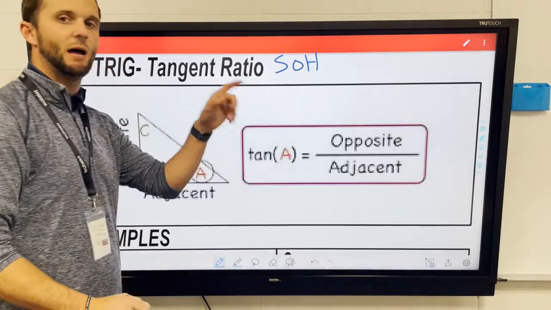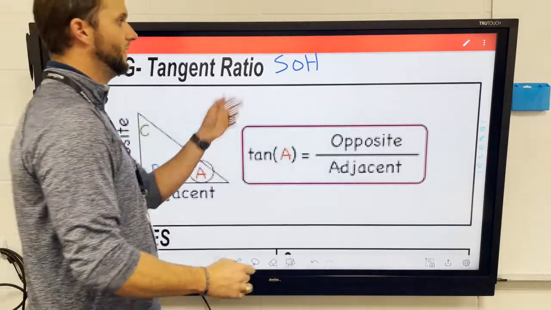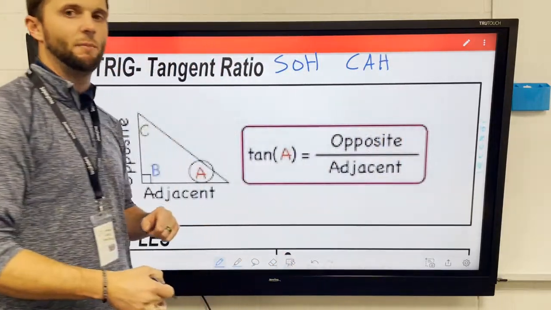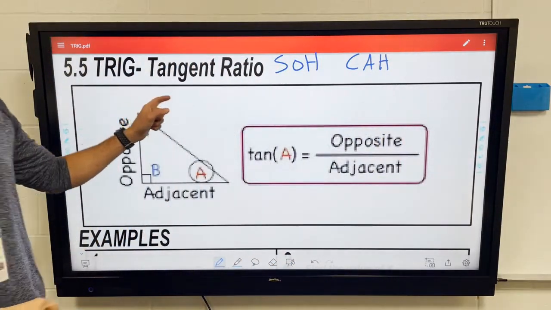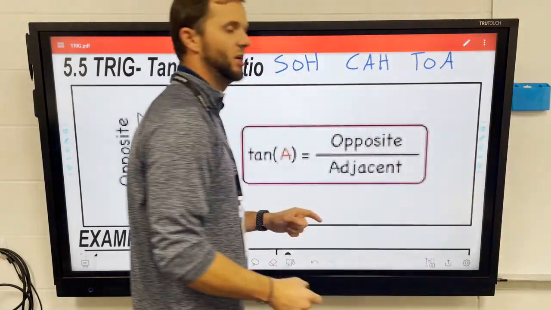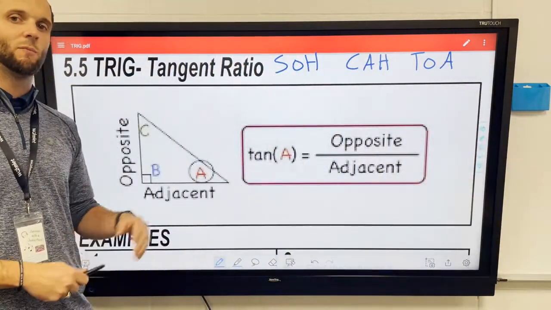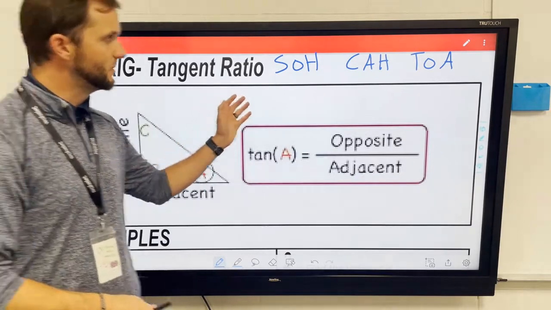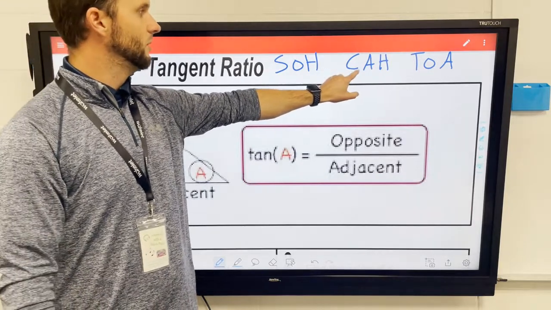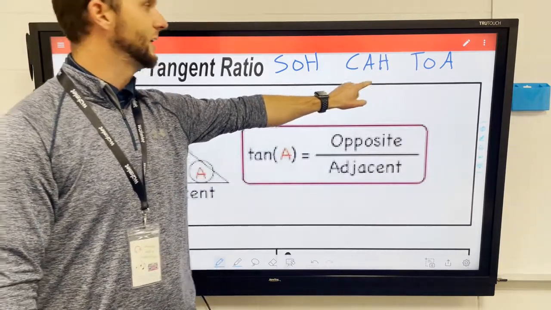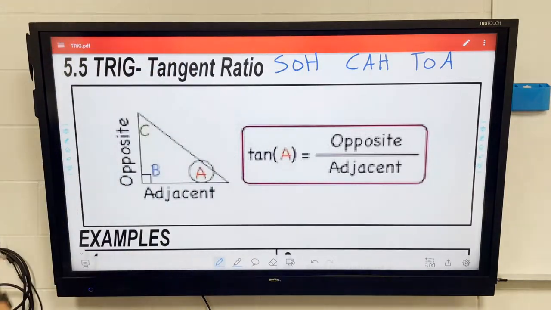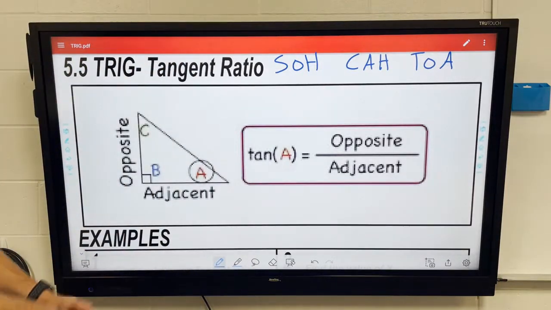So sine is opposite over hypotenuse. Then you had cosine, which is CAH, so that's adjacent over hypotenuse. And then the last one we're going to learn is tangent, which is TOA. So that's opposite over adjacent. So if you want to try and remember the acronym for all these, that would be SOHCAHTOA. Sine is opposite over hypotenuse, cosine is adjacent over hypotenuse, and tangent is opposite over adjacent. Again, SOHCAHTOA, and that's going to help you to remember these ratios.